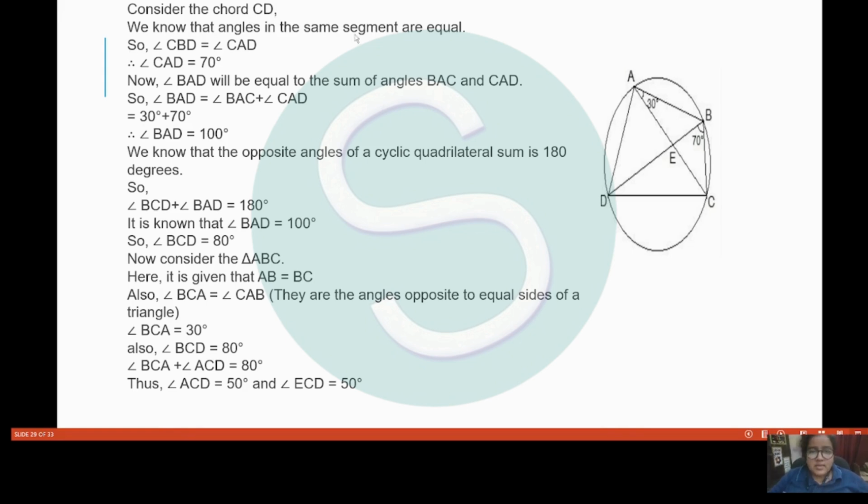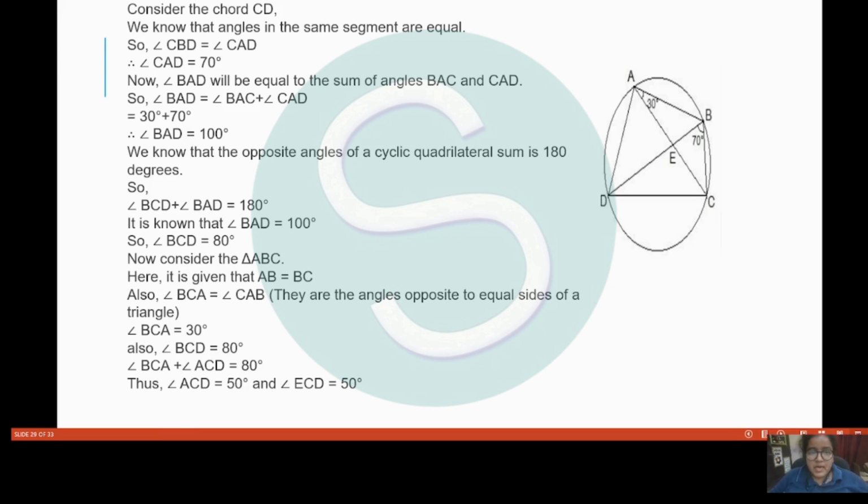We know कि angle in the same circle are equal, same segment are equal. So हमें क्या given है कि CBD जो है वो CAD के इक्वल हो जाएगा. So CBD, this is given to us as 70 degrees. So this angle CBD equals to CAD because angle in the same segment are equal. So CAD equals to 70 degree.